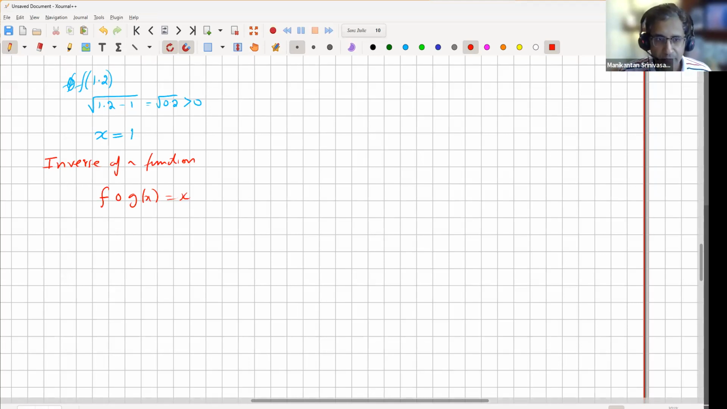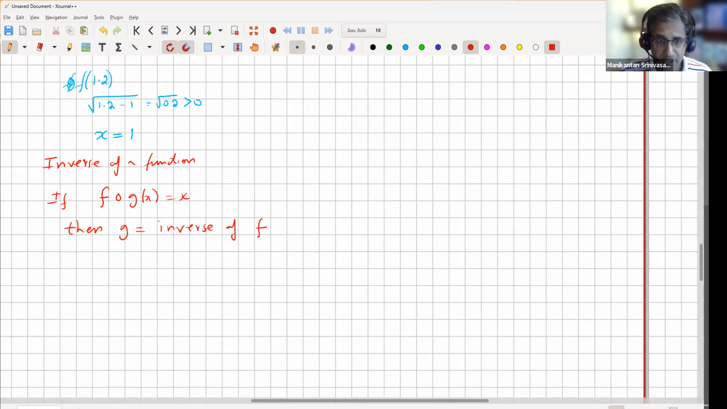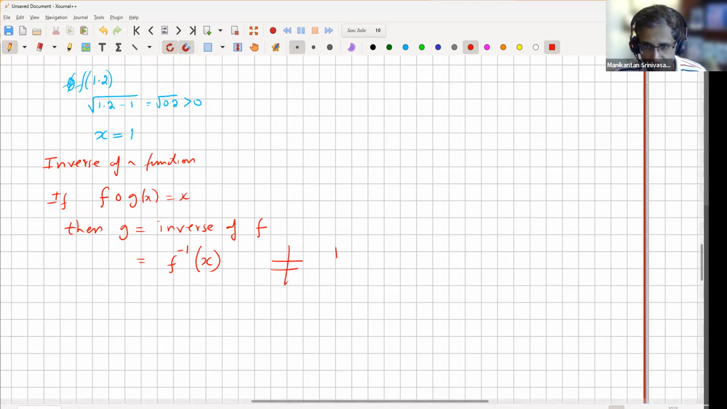So if F of G of X equals X, then G is called the inverse of F, denoted by F power minus 1 of X. It is not to be confused with the reciprocal, 1 over F of X. It's tempting to think of it that way, but it is not. F inverse of X is not the reciprocal of F of X.